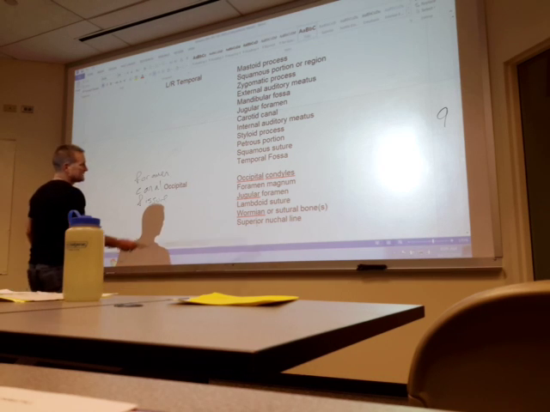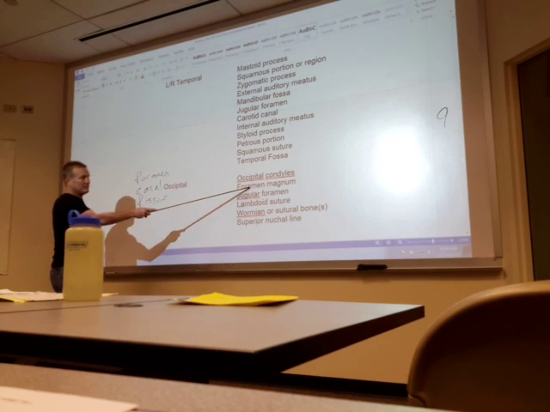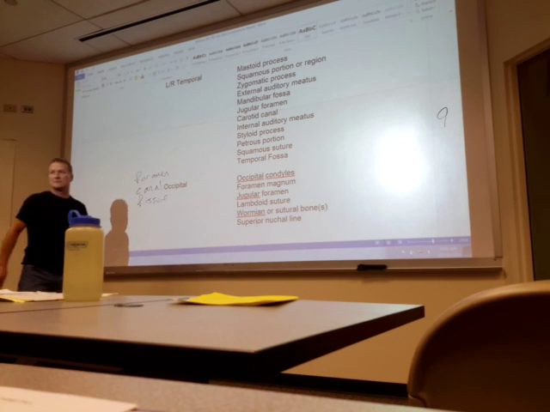There's one under the occipital bone. What's that mean? Big hole.